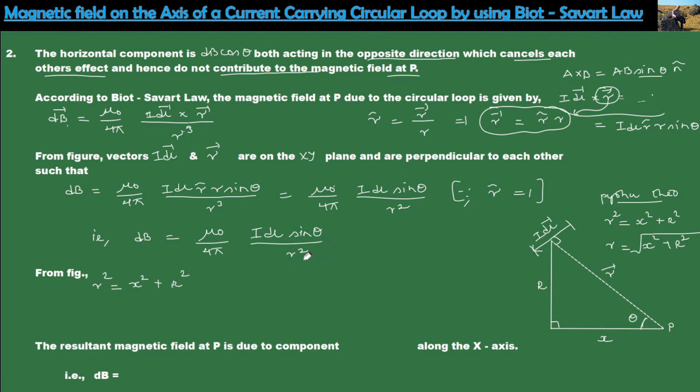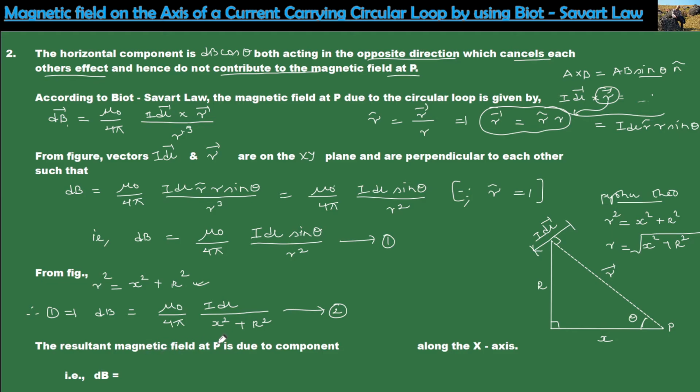x square plus r square, which means that this term in the denominator of our equation 1 takes this form. That means equation 1 can be written in this form: dB will be equal to mu naught divided by 4 pi, I dl, divided by x square plus r square, using that expression. So we can mark this as equation number 2.